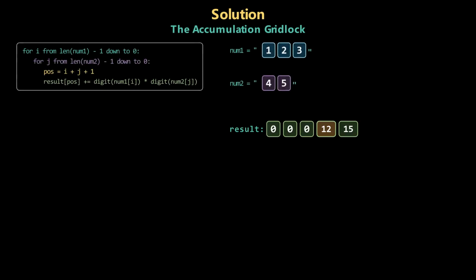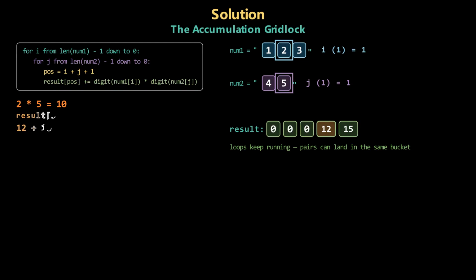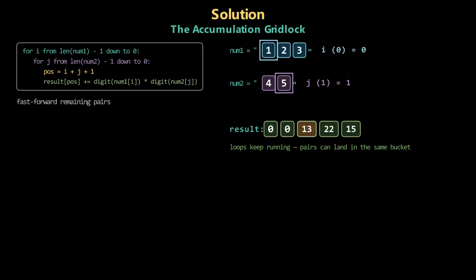As our loops progress, different digit combinations will naturally map to the exact same place value buckets. The slots act as collection reservoirs, absorbing and accumulating raw sums. When our nested loops finish their run, our list is packed with raw, uncarried totals.